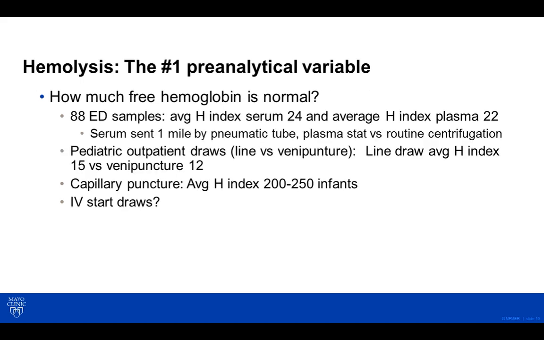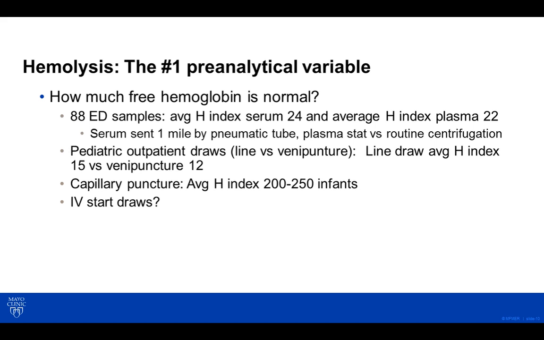So I've just told you that for the most sensitive chemical tests, we can't tolerate more than somewhere between 50 and 150 mg per deciliter of free hemoglobin. But what is the average amount of free hemoglobin, or the average H index, in a serum or plasma specimen drawn by venipuncture, in a line draw, in a capillary puncture? This is hopefully useful information for you to know, because again, we're talking about variation. There's always some free hemoglobin; you're going to break some cells. There'll be some free hemoglobin in specimens.